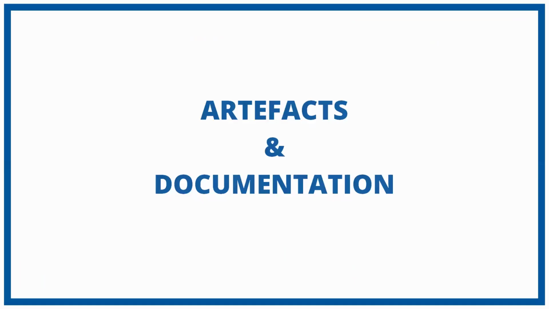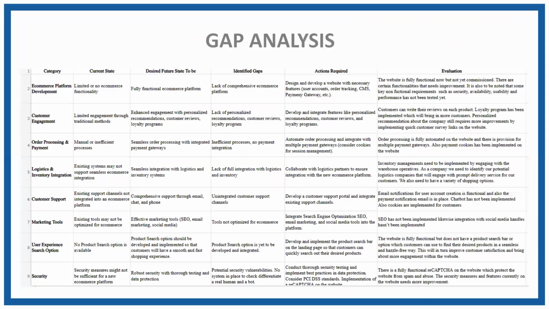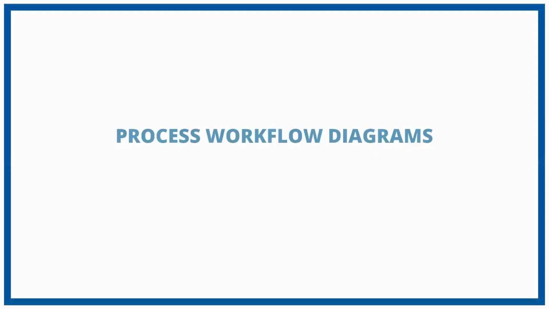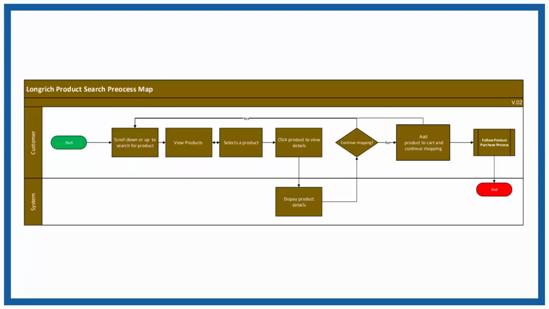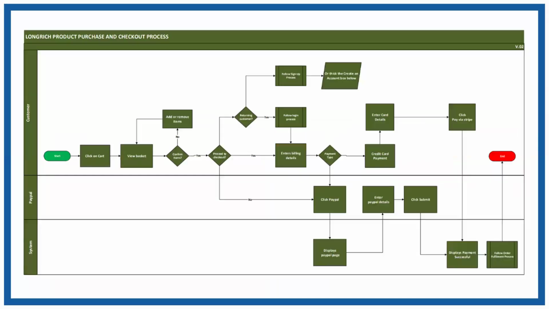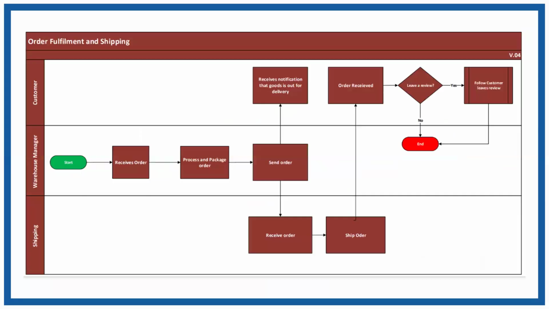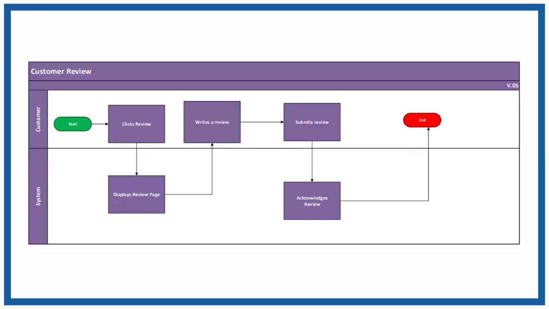So here I'll be showing you artifacts and documentation, some of our gap analysis, process workflow diagrams, and this sprint we created 5 process maps, which were end-to-end for our Longreach e-commerce website. Starting off with the customer registration and login process, the Longreach product search process map, the product purchase and checkout process map, the order fulfillment and shipping process workflow diagram, and finally a customer review process workflow diagram.